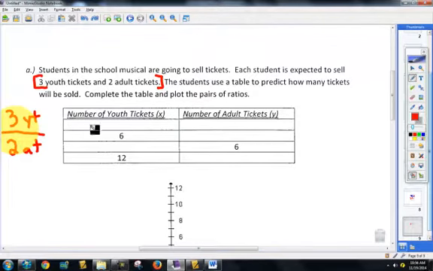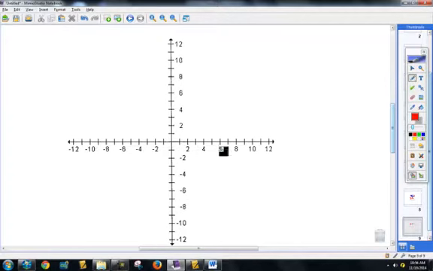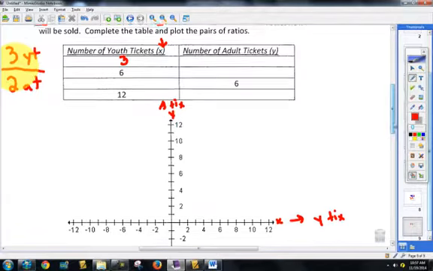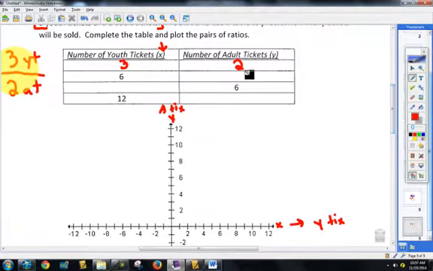So number of youth tickets, we can go ahead and put 3. Notice we call this our x value. So that means my x-axis, which we need to label here, always, is going to be representing the youth tickets. And the y value is going to be representing the adult tickets. So we know the beginning ratio is 3 to 2.